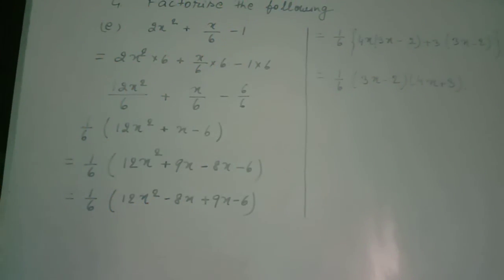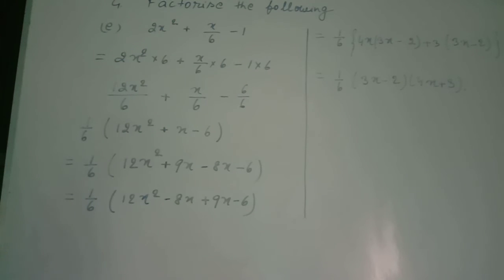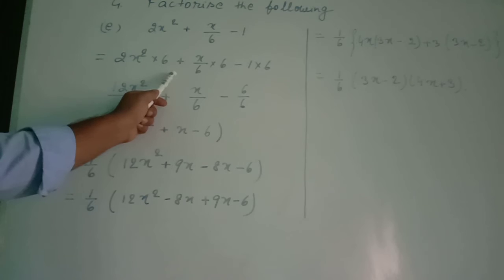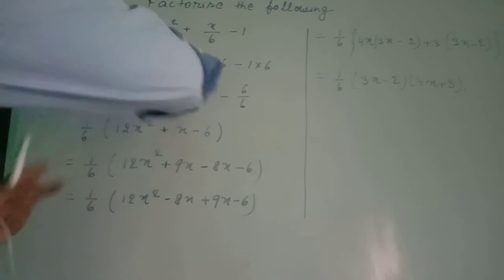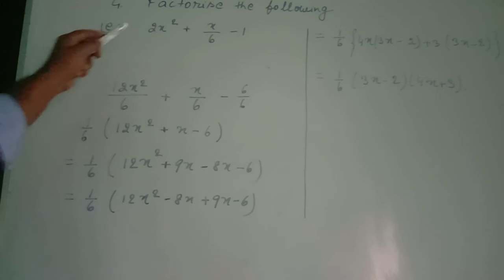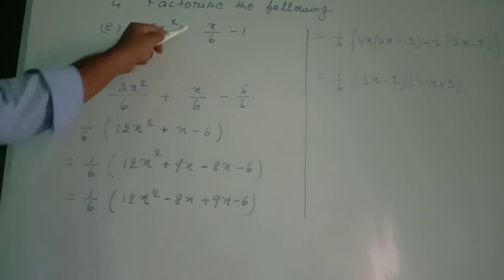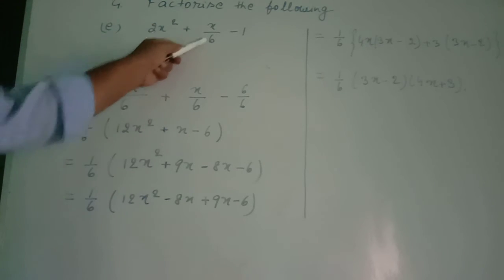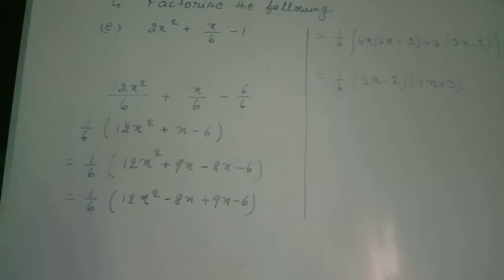In question number 4e, the equation is 2x square plus x by 6 minus 1. So I wrote this equation in this way: 12x square by 6. If we divide it, we get 2x square plus x by 6 the same, and this I wrote as minus 6 by 6. If we cancel it, we get minus 1.